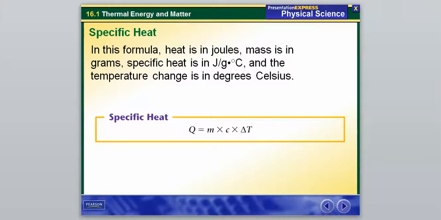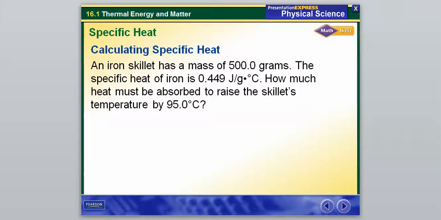We can actually calculate this. We'll do these in class, but I want to show you an example of calculating specific heat. An iron skillet has a mass of 500 grams, that's our M. The specific heat of iron is 0.449 joules per gram times degrees Celsius, because that's how much energy per gram of mass it takes to raise the temperature one degree Celsius. How much heat must be absorbed to raise the skillet's temperature by 95 degrees Celsius?